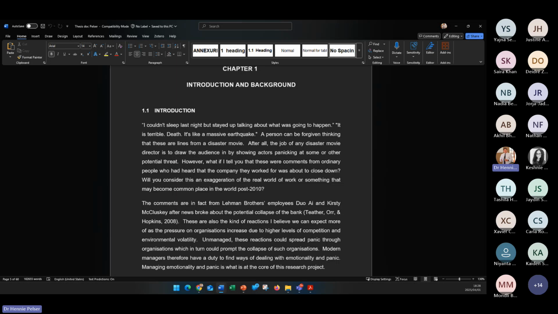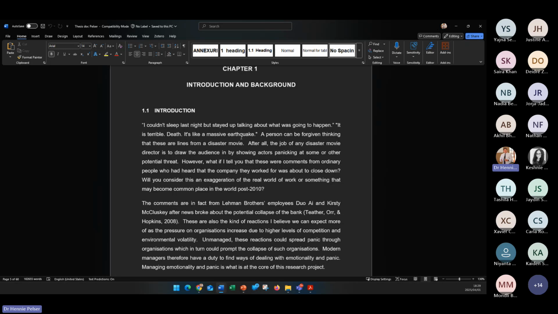So for me, I found this article. Now, can I just say, I rewrote this introduction a multitude of times because my supervisors were not happy at all. But you can see there, I couldn't sleep last night, but stayed up. And it's about people losing their jobs. It's a terrible death, like a massive earthquake. Now, if I had to do that now, that would sit at the top in the middle. But let's be honest, this is a long time ago.